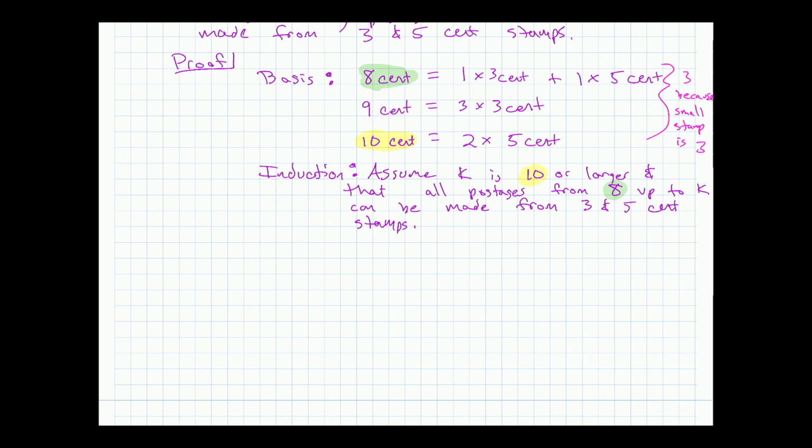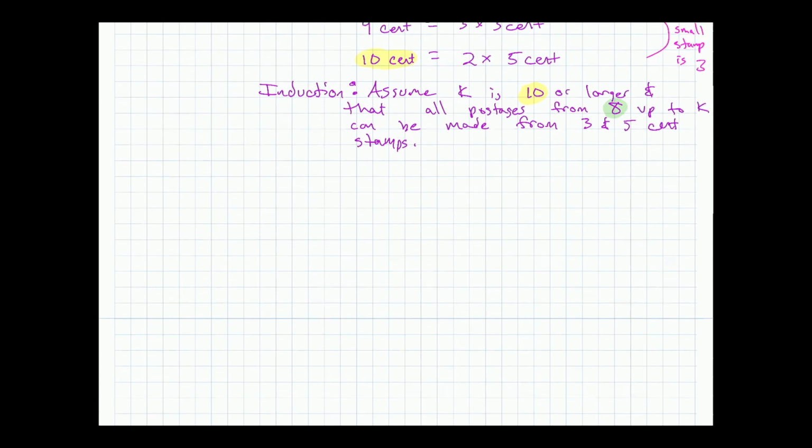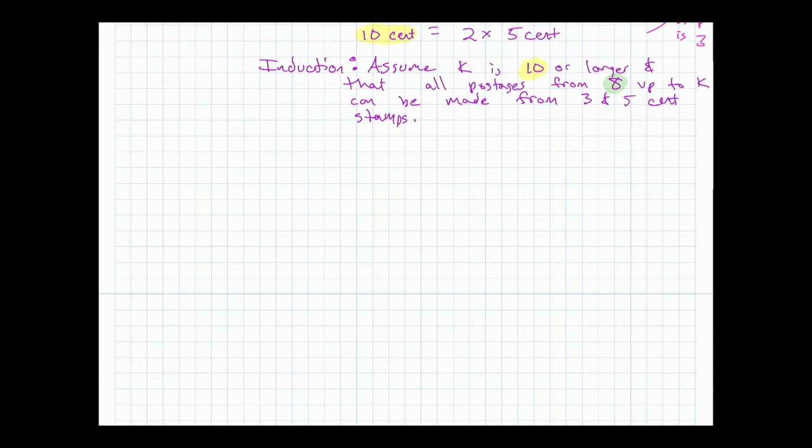And the reason we have to do it is because we need to say add a 3-cent stamp to K plus 1 minus 3, which means we need K plus 1 minus 3 to be 8 or bigger. And so these numbers are set to work out to make that happen, okay? To make it so that the little details of the proof actually work out.